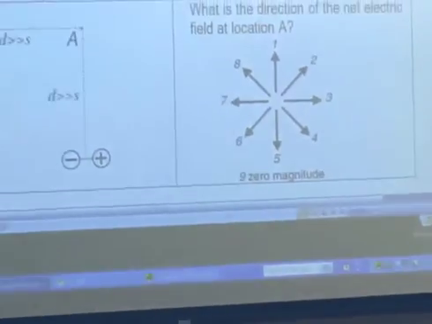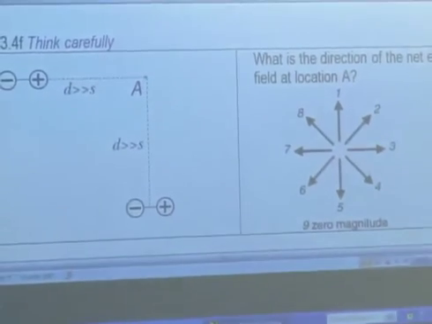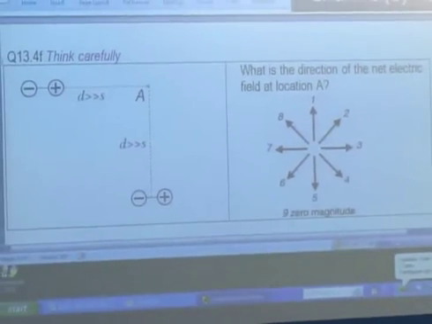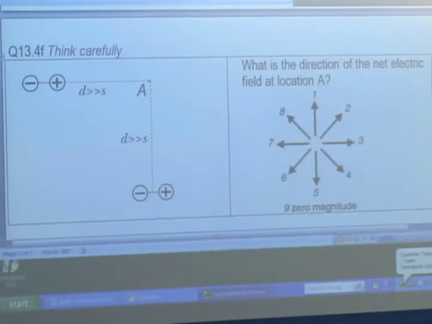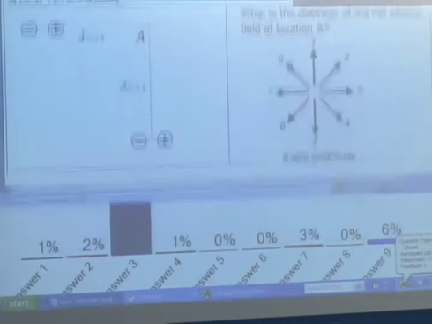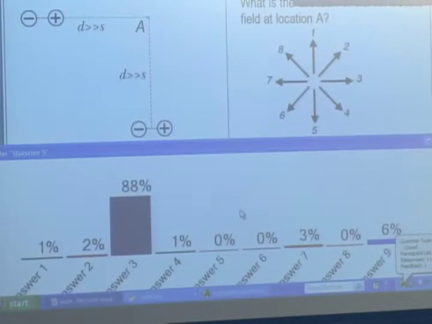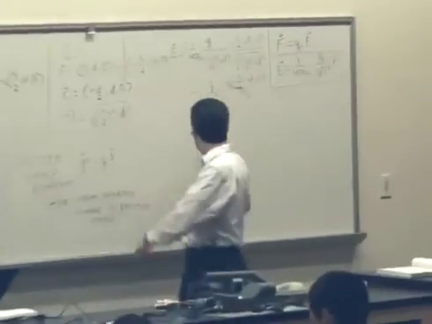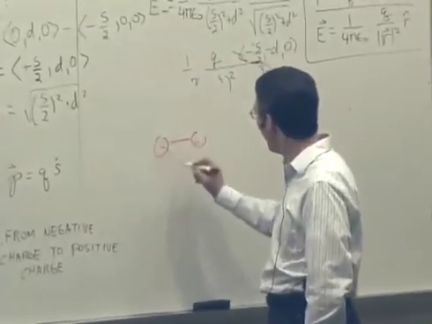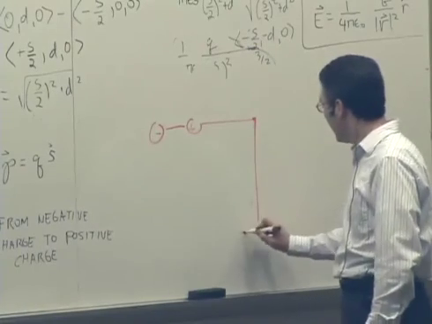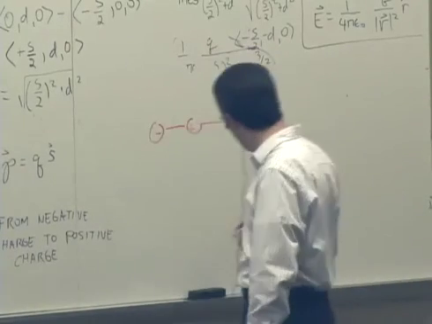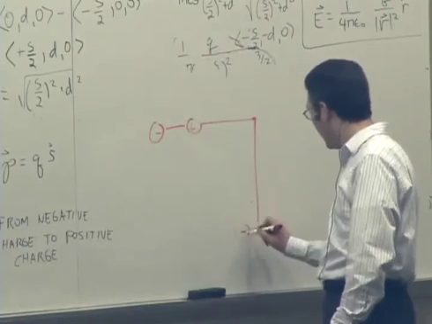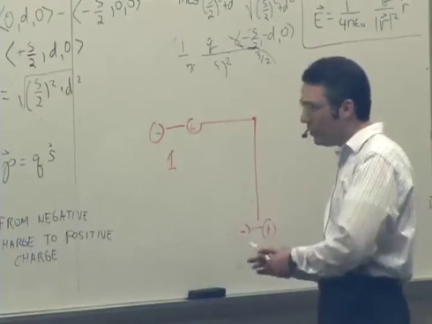Change things around a little bit. Same question. Well, different question. What's the direction of the net electric field at location A? Okay, we say most of us are saying answer number 3. Again, you do the same thing. You have to think about the direction of the electric field due to each dipole. We have dipole number 1. Let's say the first one is the top dipole. And the bottom one is oriented the same way, negative and positive. So here's 1 and here is 2.